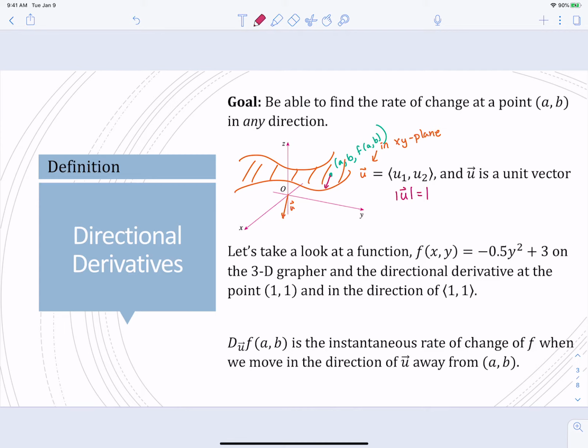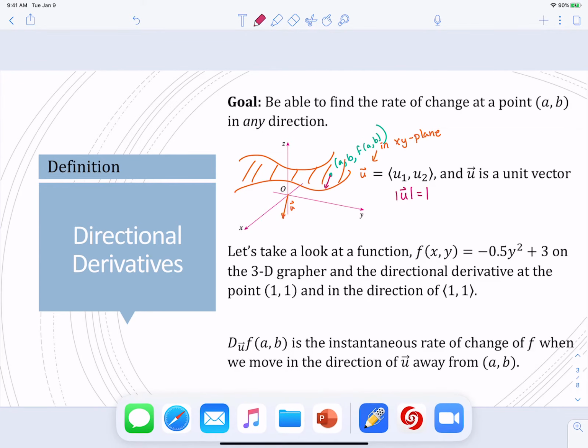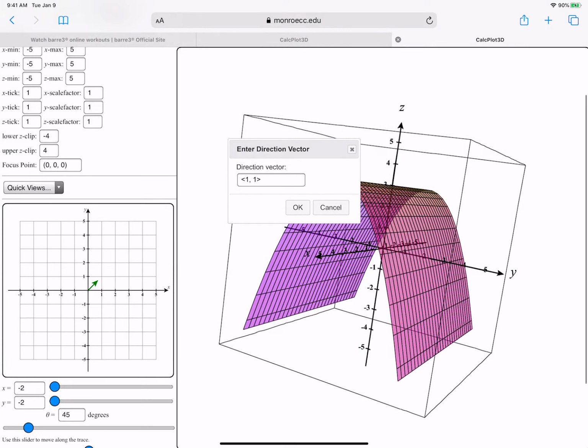We're going to take a quick look at a 3D function that I have graphed on a 3D grapher and look at the directional derivative at the point (1, 1) going in the direction of the vector (1, 1). So let's go over here. There we go. I graphed that surface, and that one was z equal to negative 1/2 y squared plus 3. It kind of looks like a tent. It looks basically like a parabola, and it's going to go off infinitely along the x-axis there.